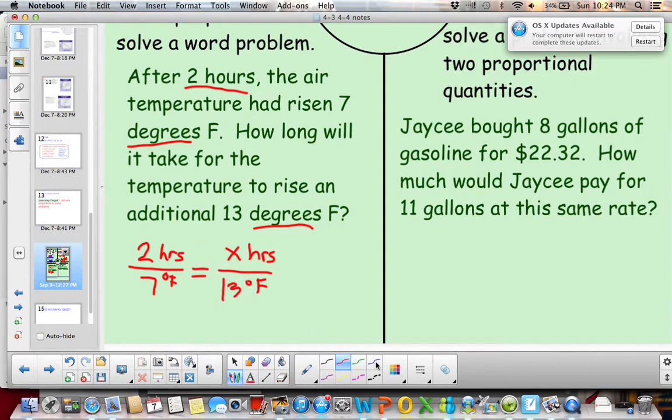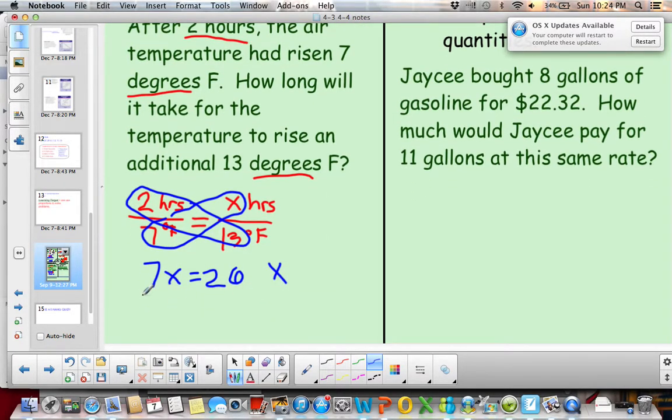So now we solve and we use cross products. So we go 13 times 2 and then 7 times x. So I have 7x equals 26. And then we divide both sides by 7. I'm getting ahead of myself, sorry. So then x equals approximately, we'll change this to approximately 3.7 degrees Fahrenheit.